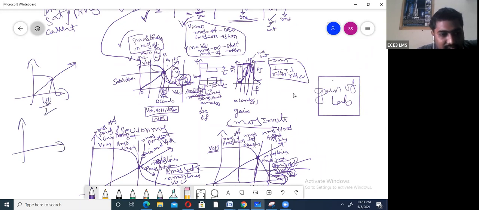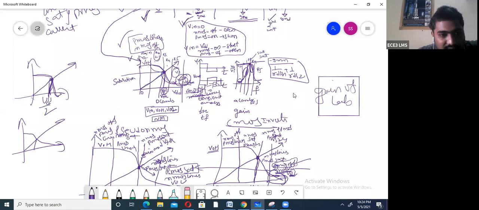Sometimes you may get a graph like this, not exactly at VDD by 2. At that time, you will not get maximum gain for that circuit parameter. So adjust the circuit parameters in such a way that it intersects at exactly VDD by 2. Means you can vary the width, you can vary the input biasing, and make sure that the DC analysis graph exactly intersects at VDD by 2.